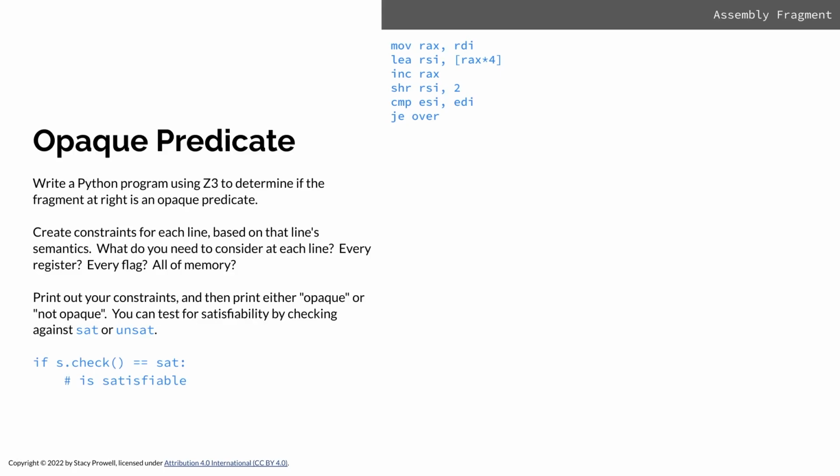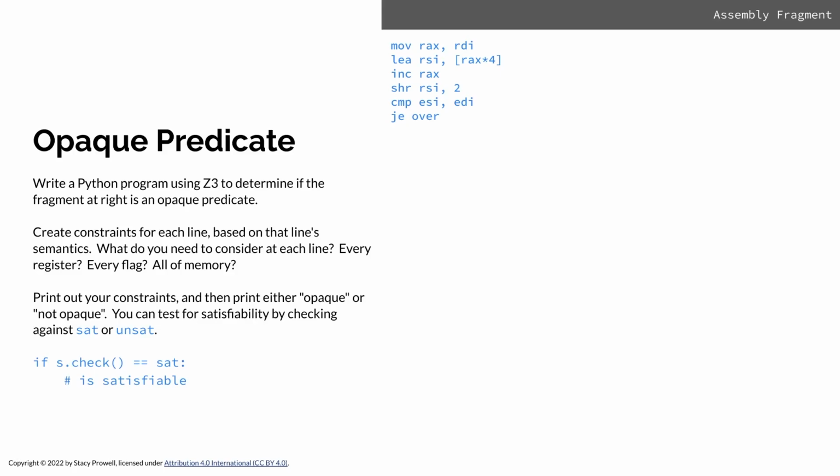So what you'll do is you'll create constraints for each line based on that line's semantics. Now, for that to work properly, you probably should be putting things in static single assignment form. That's what I'd recommend. Now, what do you need to consider for that increment line? Do I have to keep track of RAX, or do I have to keep track of all the flags as well? Well, have a look at it. You might decide what's live and what's not live, and that might inform your decision about what you have to keep track of.